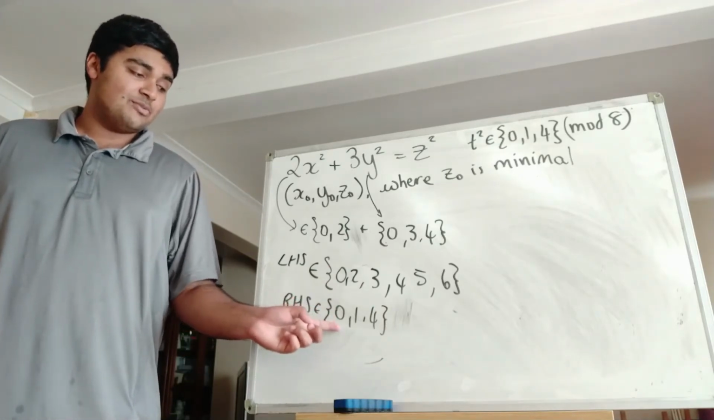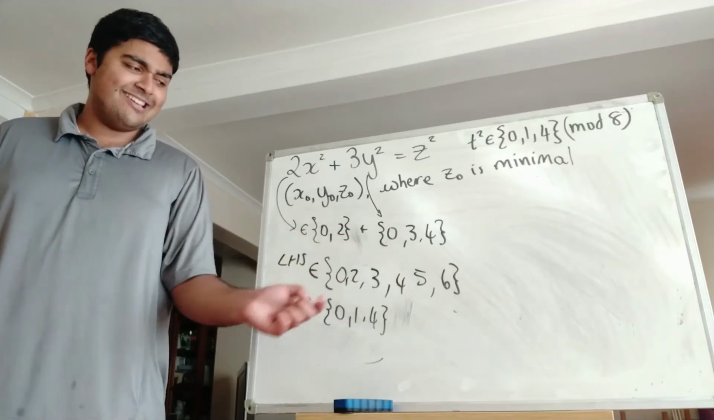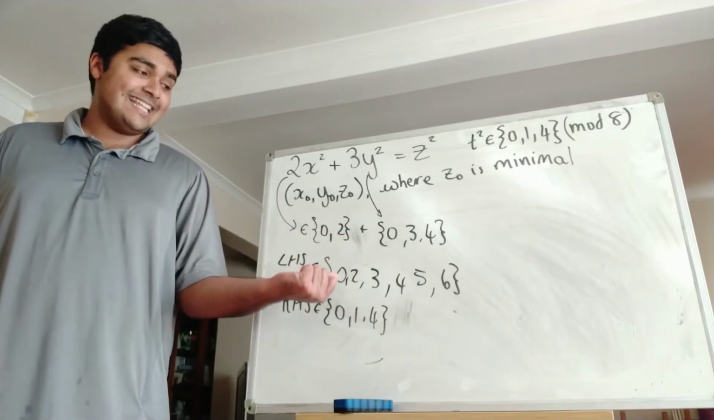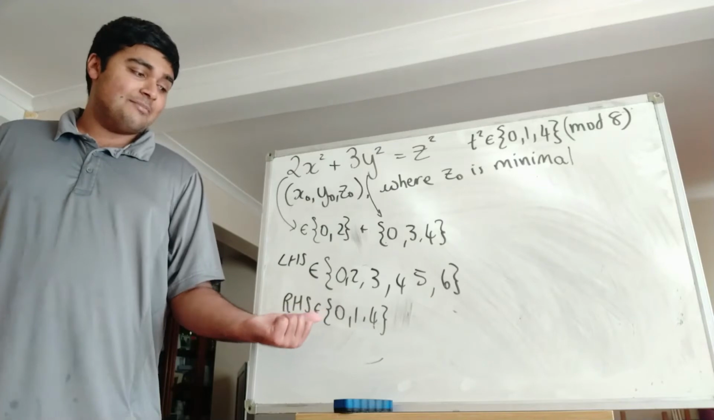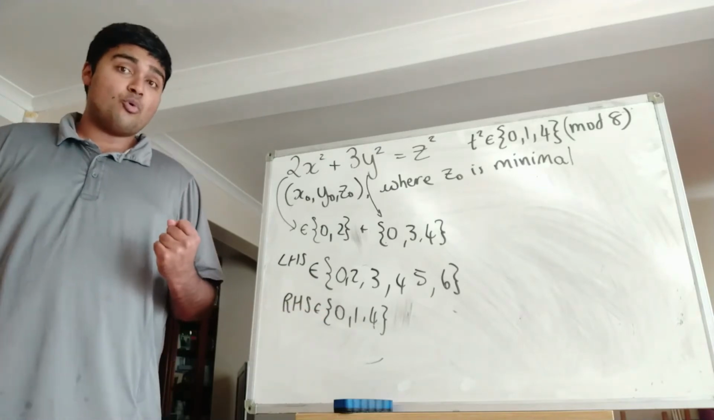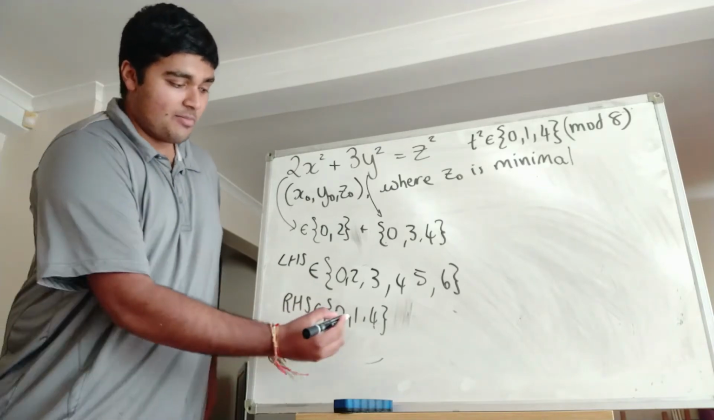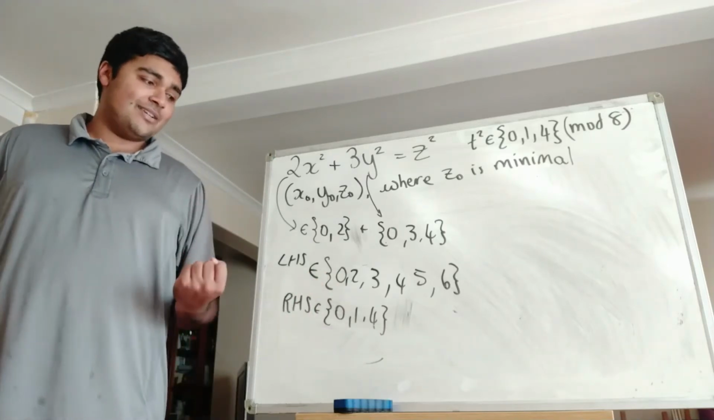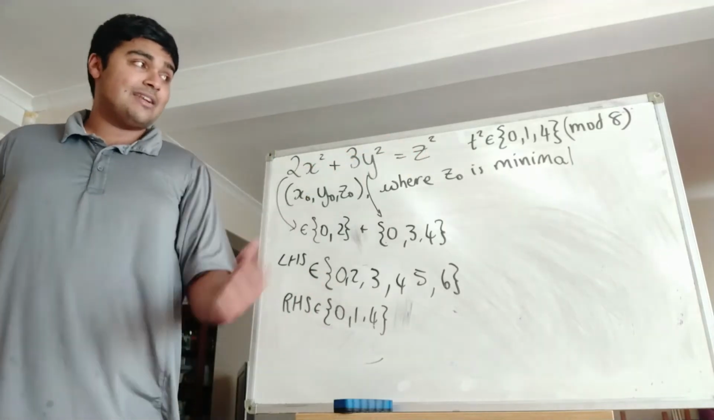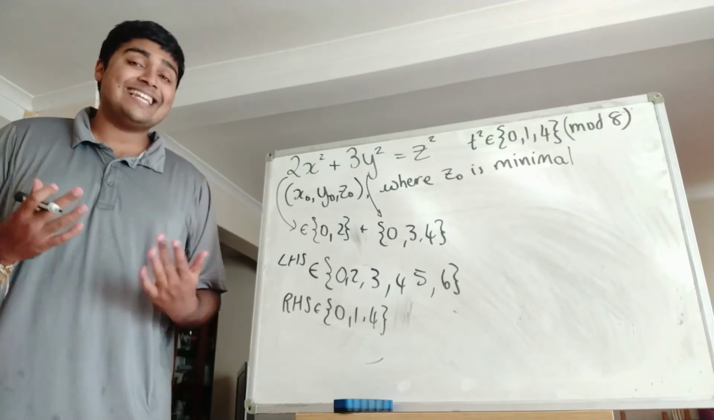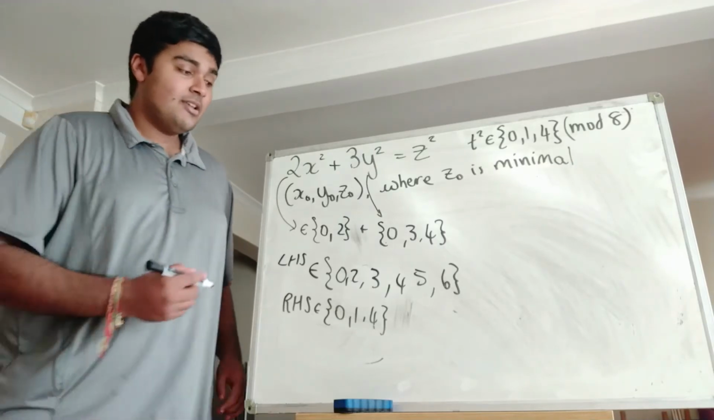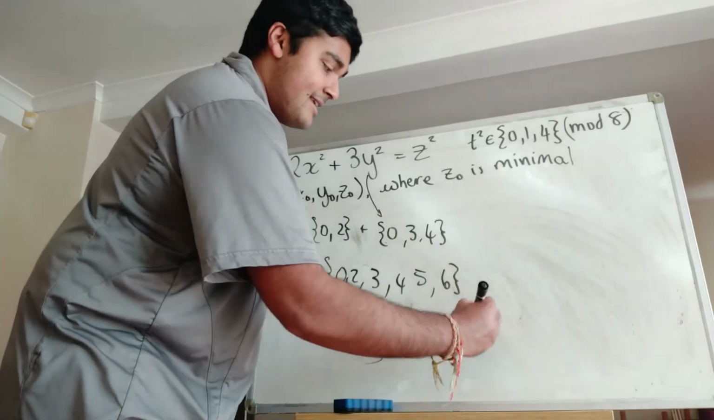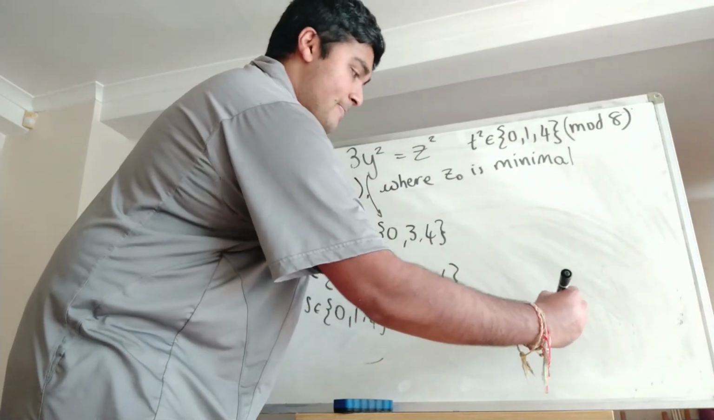So we must choose one of the numbers 0, 1 or 4 from this set here, but 1 isn't in this set. So our right-hand side must be either 0 or 4 mod 8, because it can't be 1. Our right-hand side is z squared, so in particular that means that z squared is even. So that means that z is even.